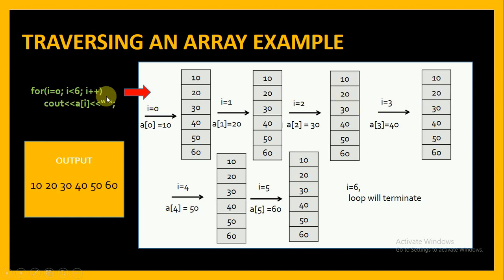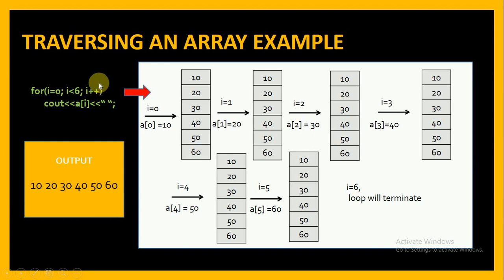Again i will be incremented. i will become 3, which is less than 6. So i is equal to 3, and A[3] is equal to 40. So A[3] will be displayed, and 40 will be displayed here. Again i will be incremented. i will become 4, and now A[4] is equal to 50. So A[4] will be displayed, and this is 50. Again i will be incremented and i will become 5. So A[5] is equal to 60. You can see this is the fifth element and this is equal to 60. So 60 will be displayed.